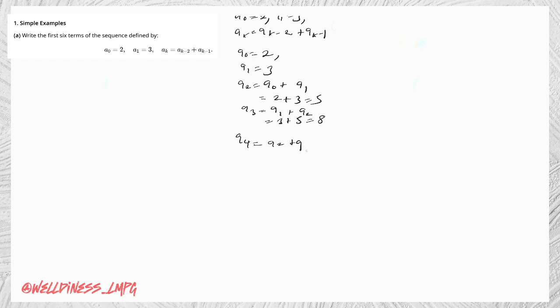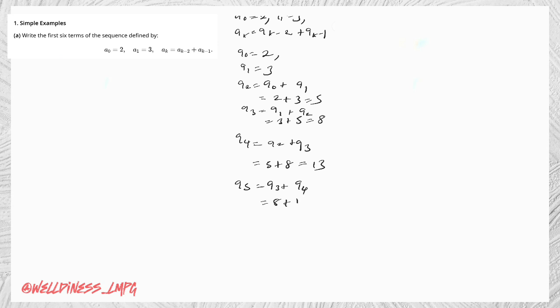Now for us to get our A4, all you have to do is substitute 4 everywhere you see K. And when you substitute 4 into K, you're going to have 4 minus 2, which will give you A2. And for the other part, you substitute 4 minus 1, which will give you 3. So A2 plus A3, and we know our A2 is equal to 5, and we solved A3 and we got 8. So our A4 will give you 5 plus 8, which will give you 13.